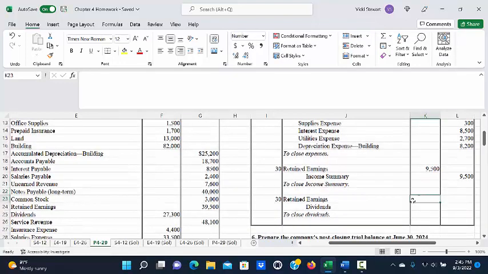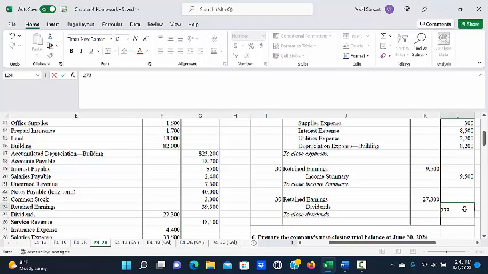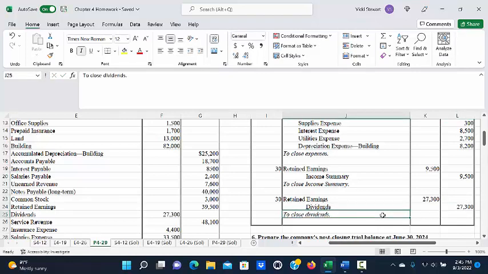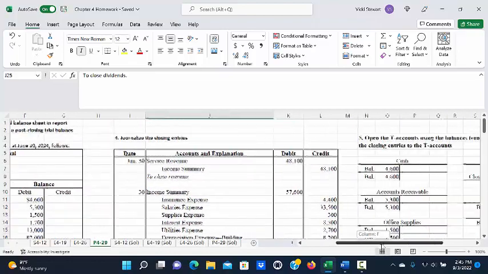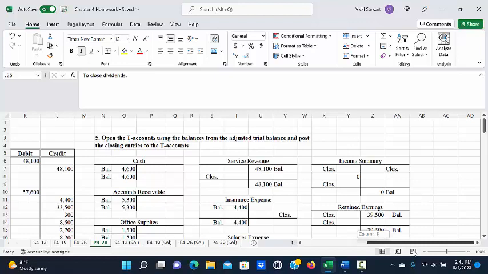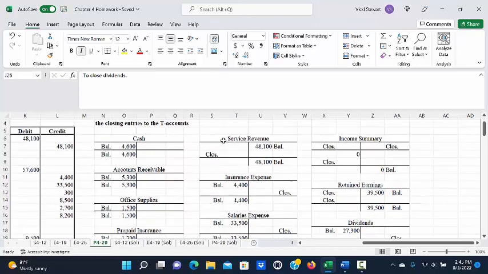We also need to debit retained earnings for the $27,300 dividends, and we need to credit dividends for the same amount. And now dividends is also closed. So all of our closing entries are completed, and then the problem asks us in part 5 to open a T account using the balances from the adjusted trial balance and post the closing entries to the T accounts. So I have all of the T accounts opened with the balances from the adjusted trial balance, and now we're just going to post these entries that we just made to the T account.